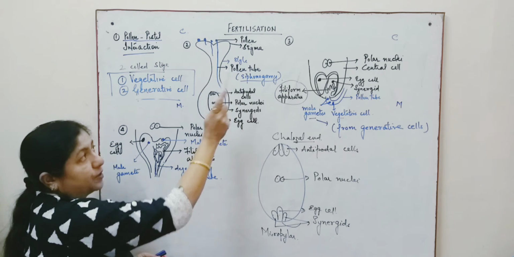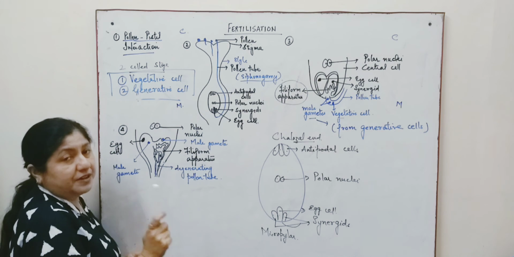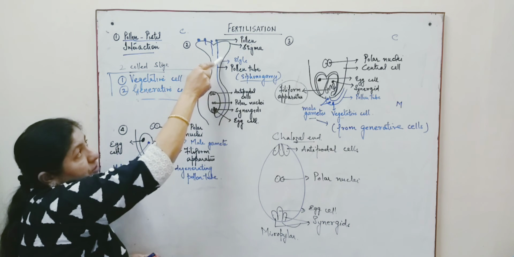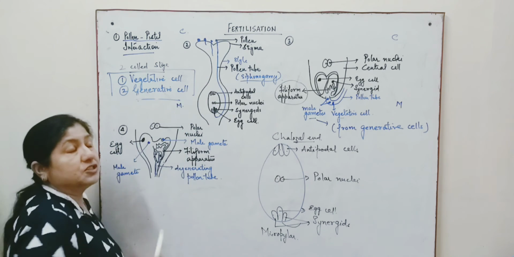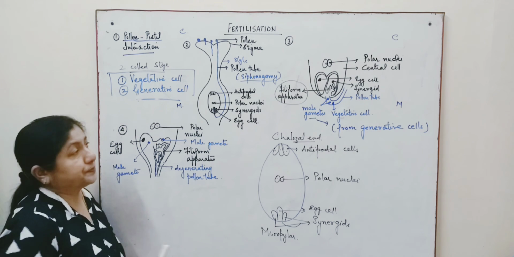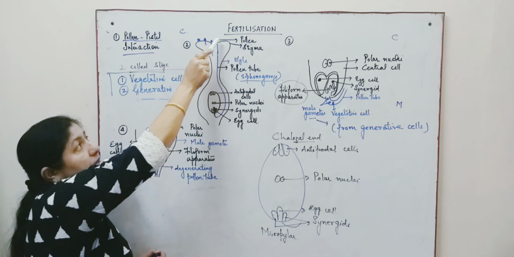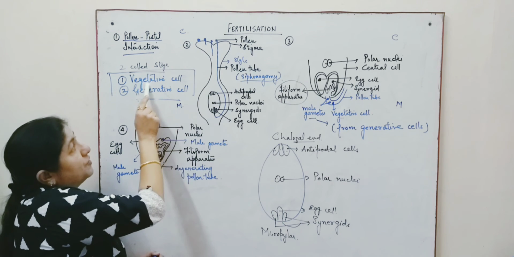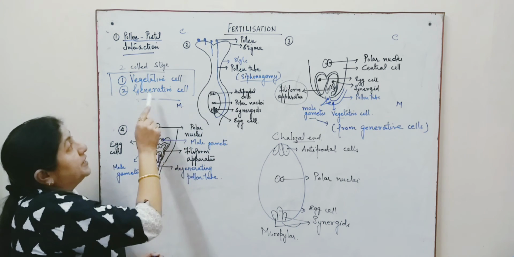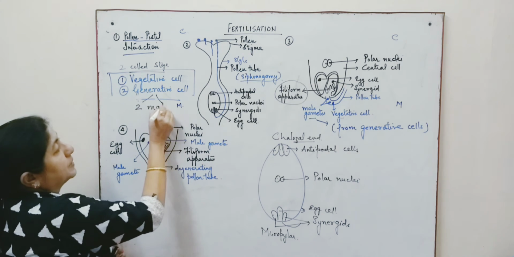This is known as siphonogamy, and the pollen tube carrying the vegetative cell and the generative cell will start moving inside the pollen tube, and within the pollen tube the generative cell will divide again to form two male gametes. So when they enter the pollen tube, they enter with one vegetative and one generative cell. But as they are moving along the tubule, the generative cell will divide to form two male gametes.